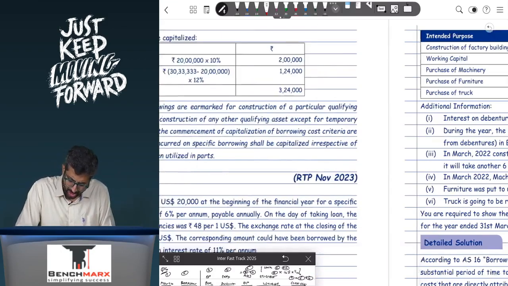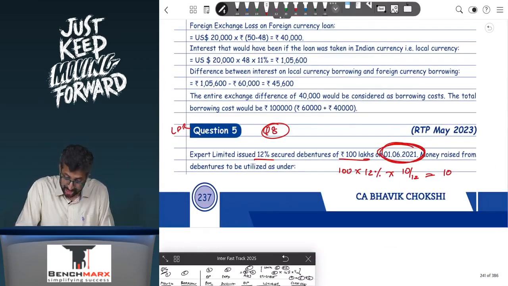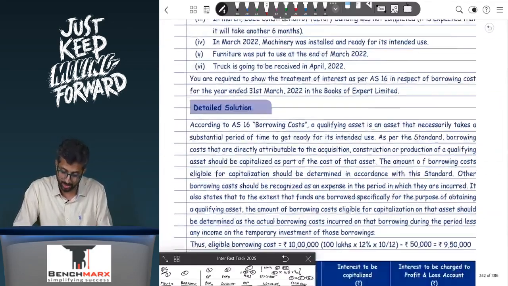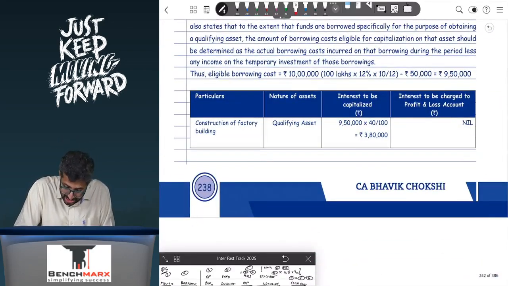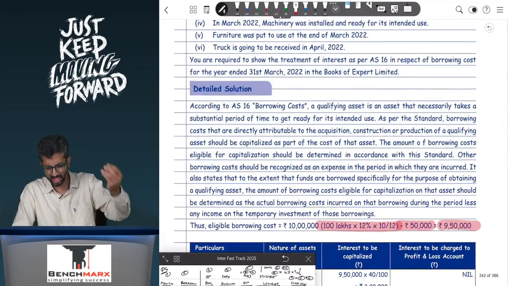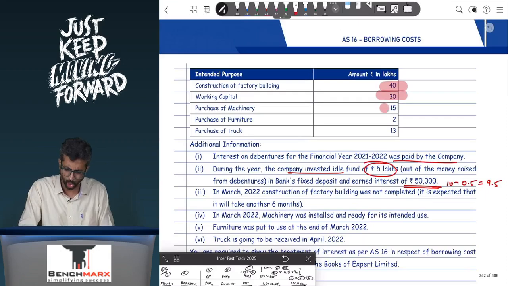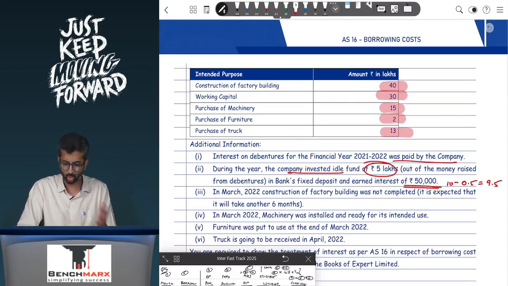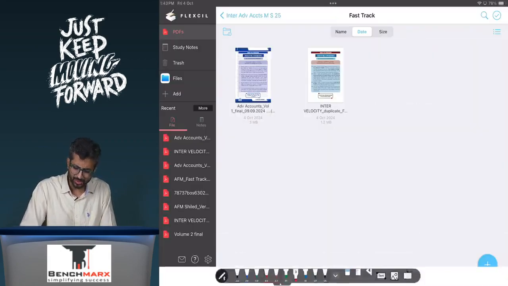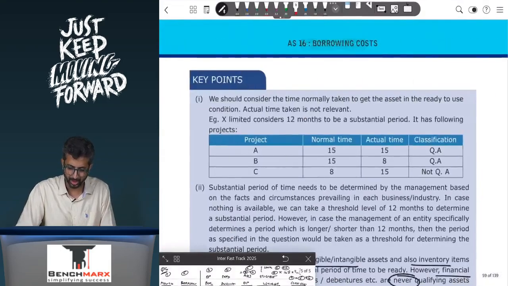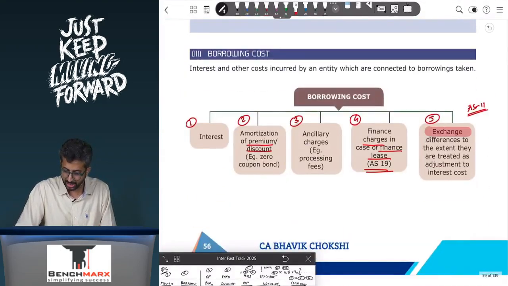So in case that borrowing is happening on 1st of June, obviously your interest will be based, as you can see over here, on 10 lakhs into 12% into 10 by 12 minus 50,000 and hence 9 lakh 50. Once the 9 lakh 50 has come, that 9 lakh 50 is allocated to all of these items in the ratio of 40 is to whatever is the total, 30 is to whatever is the total, and so on. So this takes care of all the concepts except for this last item, exchange differences, to the extent they are treated as adjustment to borrowing cost.